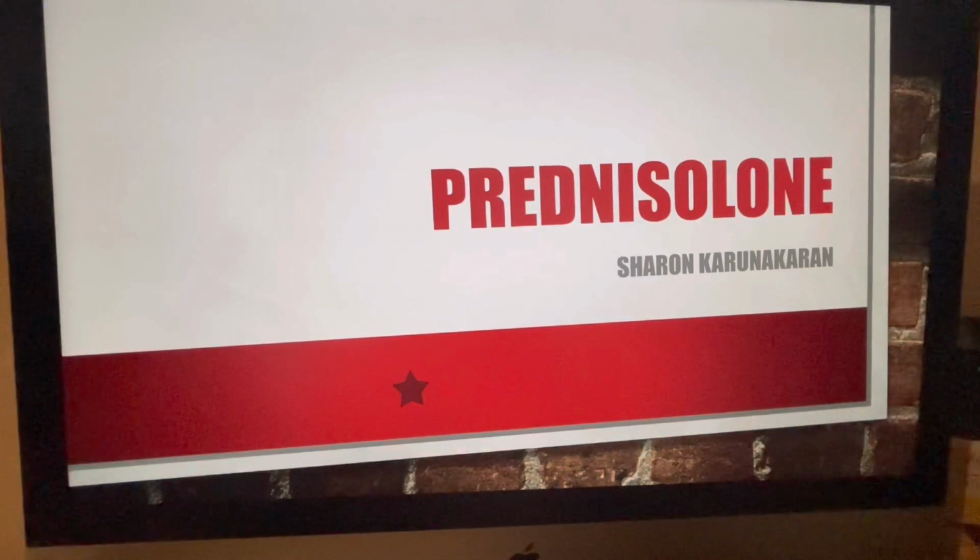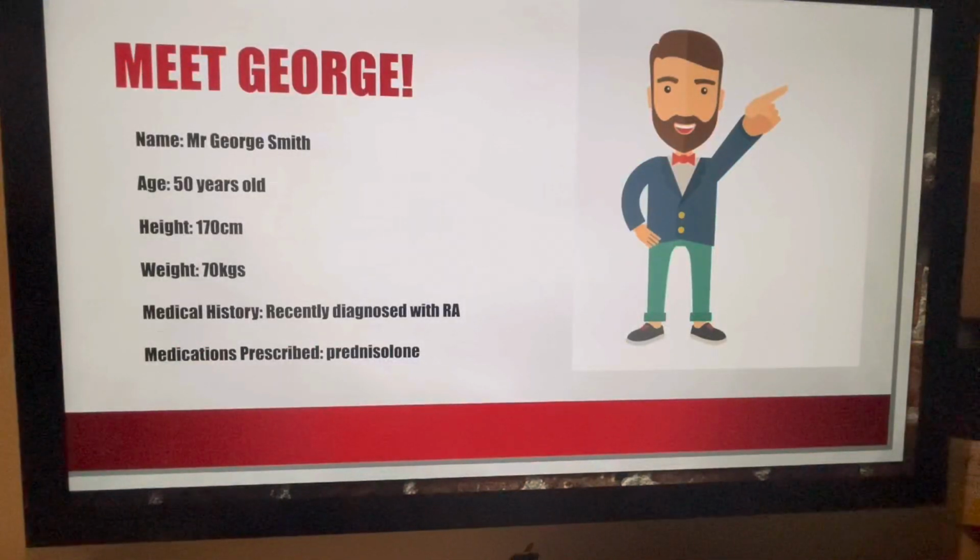Alright, let's meet our guy. I'm introducing Mr. George Smith. George is 50 years old and is overall a healthy man. He is 170 centimeters tall with a weight of 70 kilos. Recently, George has been experiencing some pain in his knee joints. He noticed that his knees had been swelling up every now and then. They were red and warm to the touch.